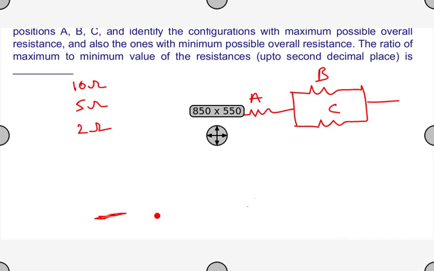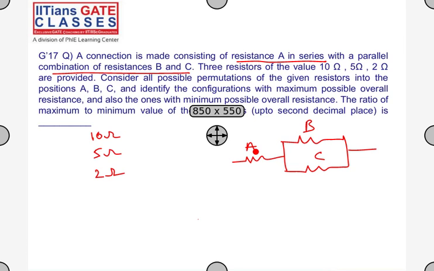So coming to the question again. Now you have three resistances. The combination is given: A, B, and C. Now you have to find the equivalent resistance, keeping 10, 5, and 2. So tell me, if I want maximum resistance between these two terminals: if I use 2 ohms here, I have 10 and 5. Which should be A and which should be B?